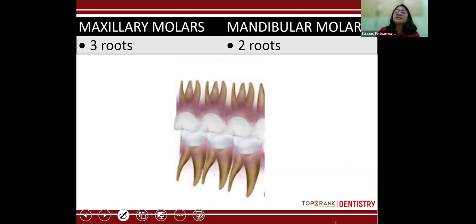Now let's just discuss the maxillary first molar kasi magto-12 na. Baka hanggang second molar kaya. Okay, so we'll continue this next time. So let's compare first maxillary molars and mandibular molars. Maxillary molars have 3 roots, mandibular molars 2 roots.